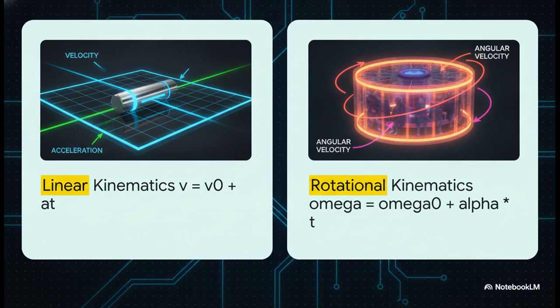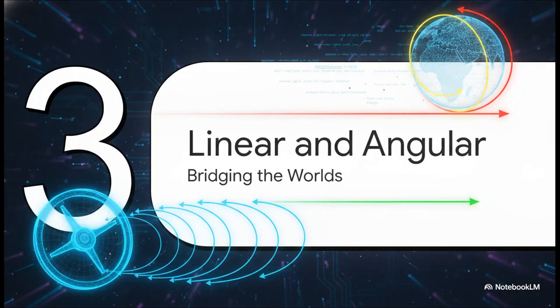So, say a spinning amusement park ride, like the rotor, slows down at a constant rate. You don't need any new math to figure out how long it takes to stop. You just use the rotational version of the exact same equations you already know. Up next is section 3, bridging linear and angular.